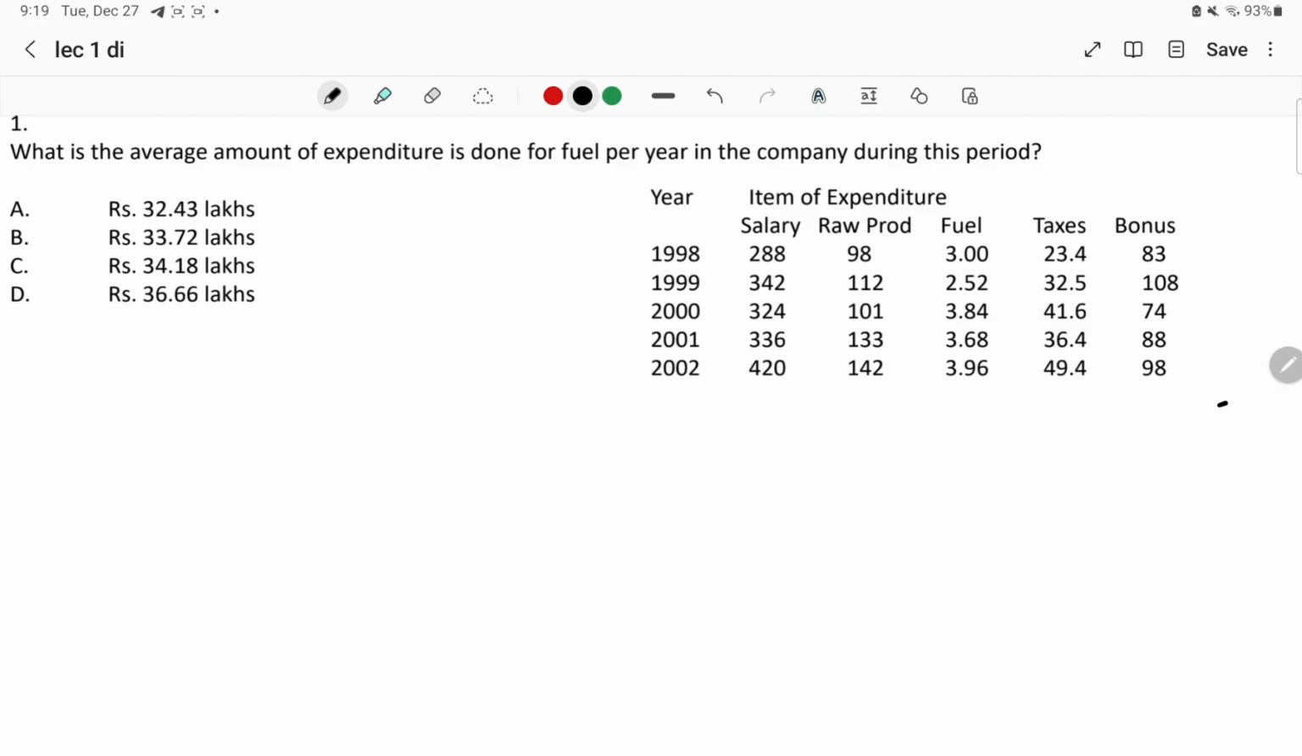What is the average amount of expenditure done for the fuel per year in the company during this period? Average amount of expenditure done for fuel. Since fuel purpose is mentioned, we have to focus only on the fuel box there.